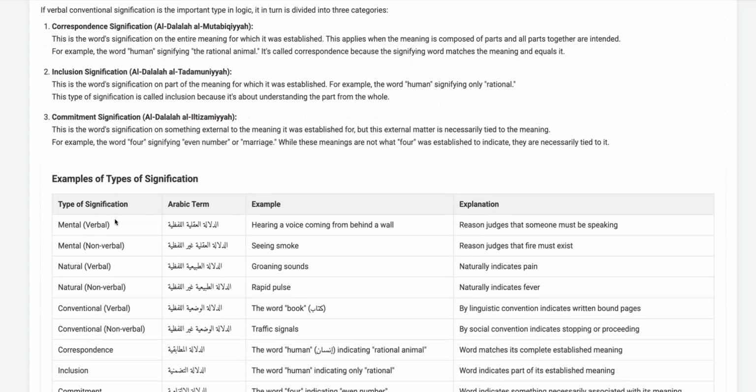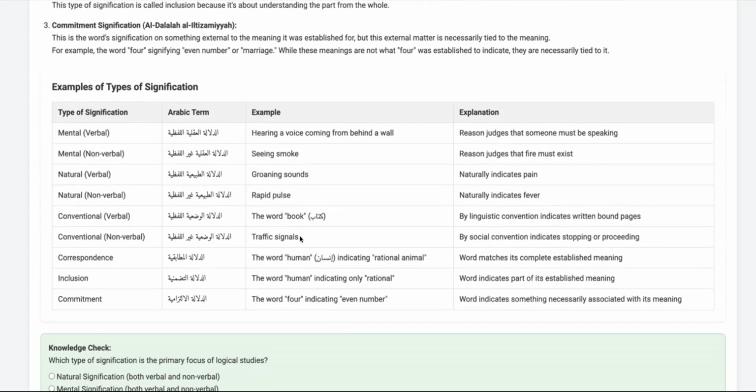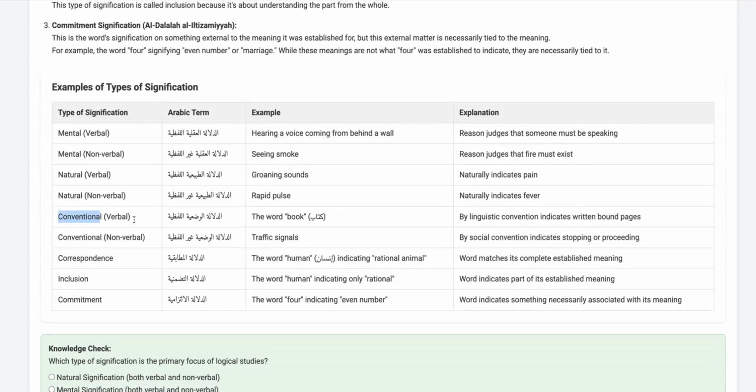Here's some examples of what we talked about earlier. But I want to go here because the only thing I need you to remember is this conventional verbal. Here's ad-dalalatul mutabaqa, the word human indicating a rational animal. Word matches its complete established meaning. The word human indicating only rational, not animal. Ad-dalalatul tadammuniyya. Word indicates part of its established meaning. Tadammun means juz. The word for indicating an even number. Word indicates something necessarily associated with its meaning.